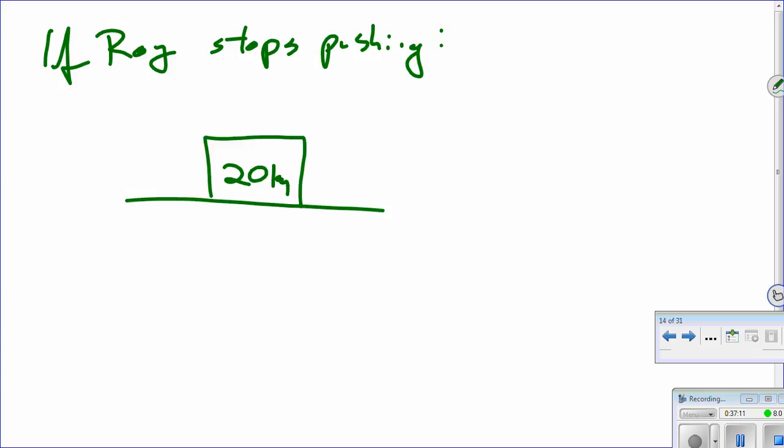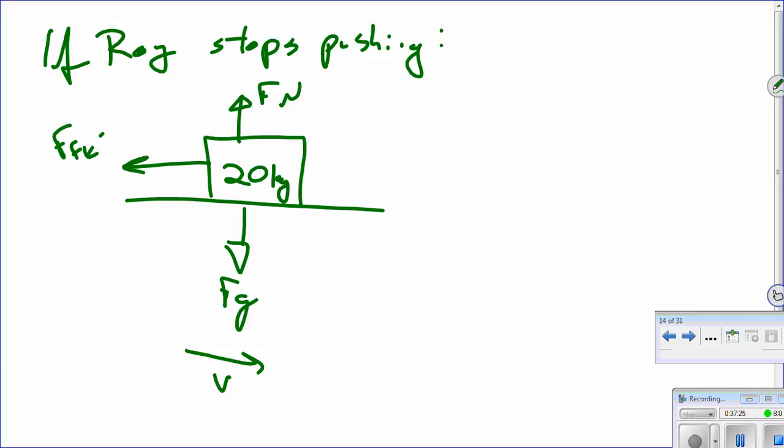We still have a 20 kilogram box. You're still going to have your same force of gravity and the same normal force. It's sliding this way with some velocity. Because it's sliding that way, kinetic friction is going to go this way with a force of negative 78.4 newtons. So what's my net force? And then you can find your acceleration. And it's negative, which is exactly what we assumed. So what you just saw there is Roy pushes it, gets it going, and then friction stops it.